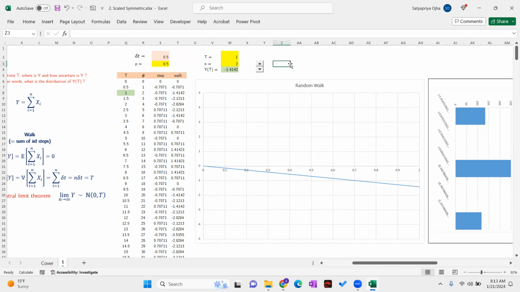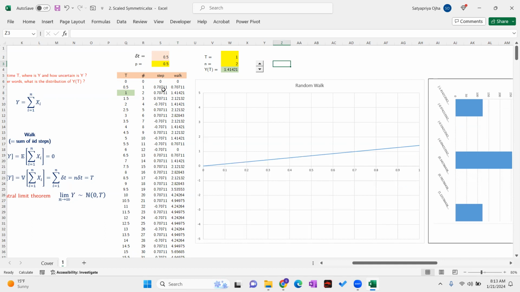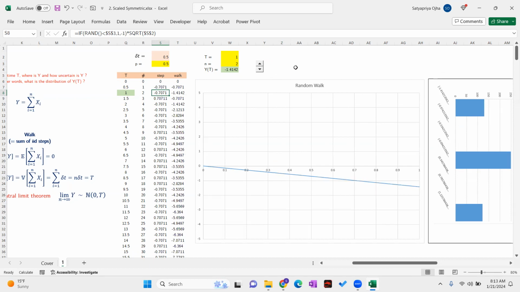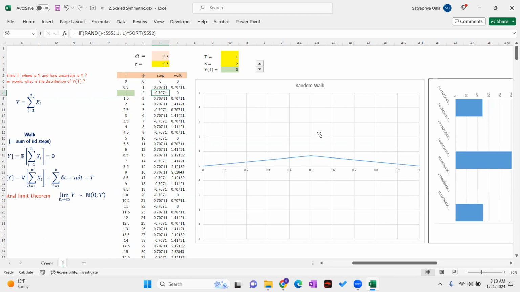Yeah. Now let me draw another path. Oh, it is again both positive. That's why you're seeing this line. I'm trying to see one positive, one negative. Still 2 negatives. Okay, 1 positive, 1 negative. So this will take you to 0. All right. I hope you're tracking. Any questions? Understanding scaled symmetric random walk.